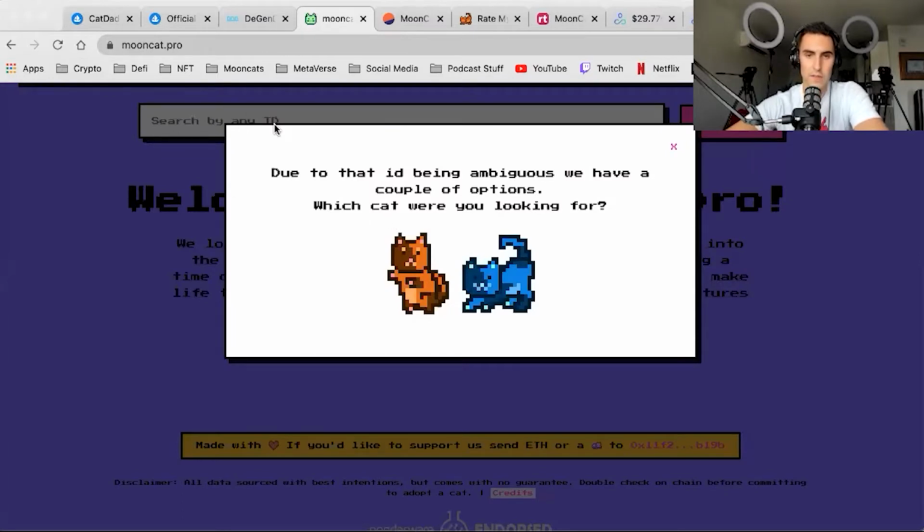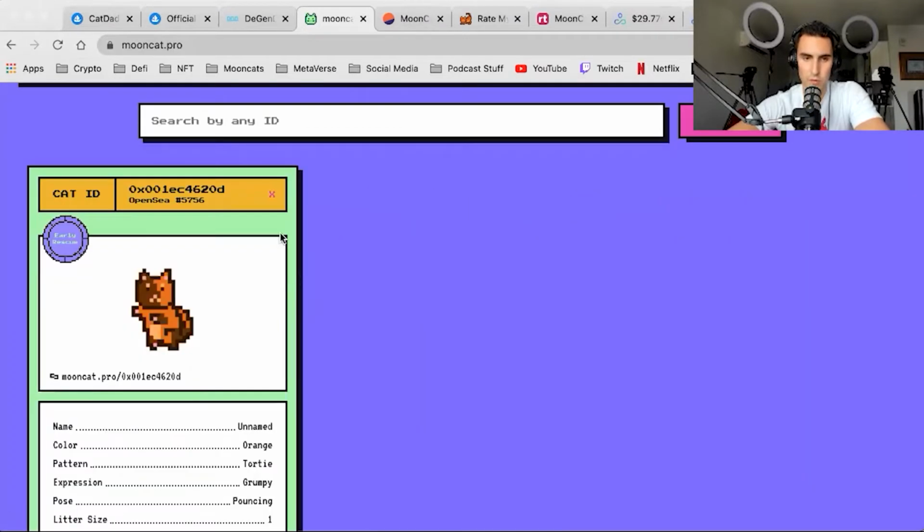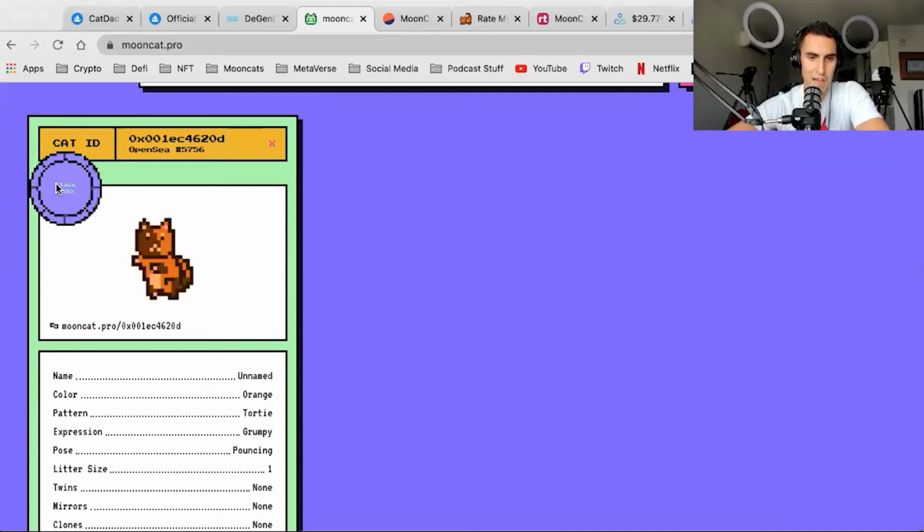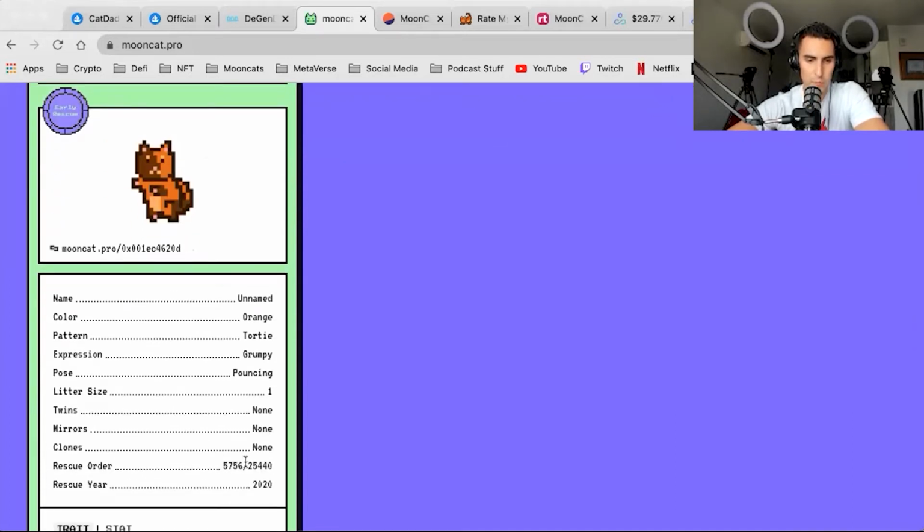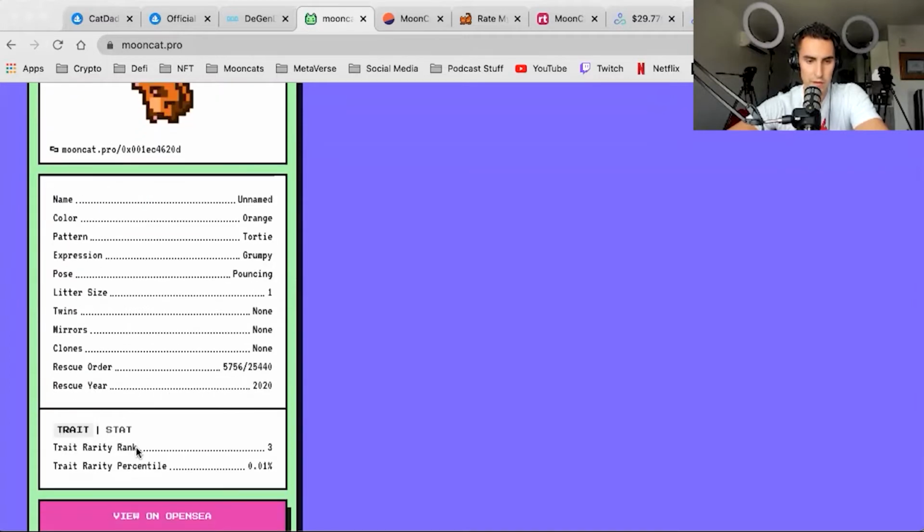So when I type in 5756, the one on the left is mine. This is the acclimated. The one on the right is probably 5756 for the unofficial wrapped. So I'm going to click on this one. You'll always get two. As you see, there are badges that pop up. There's the rescue order, the rescue year, you can see 2020, litter size, and then trait rarity rank.